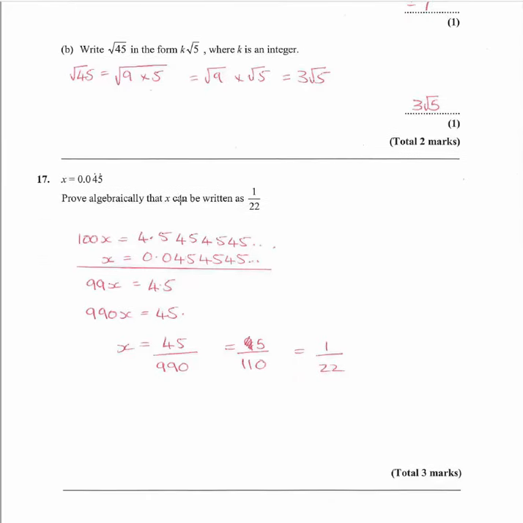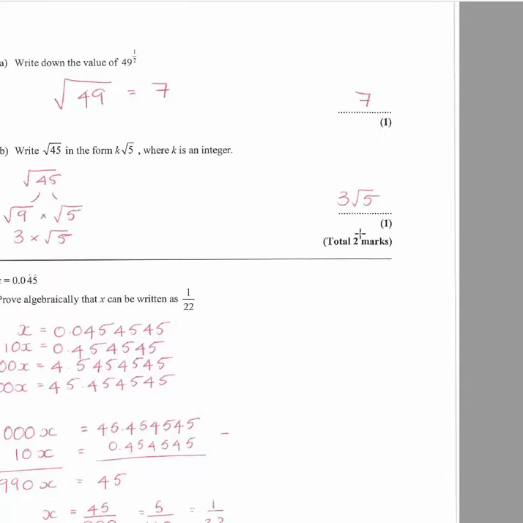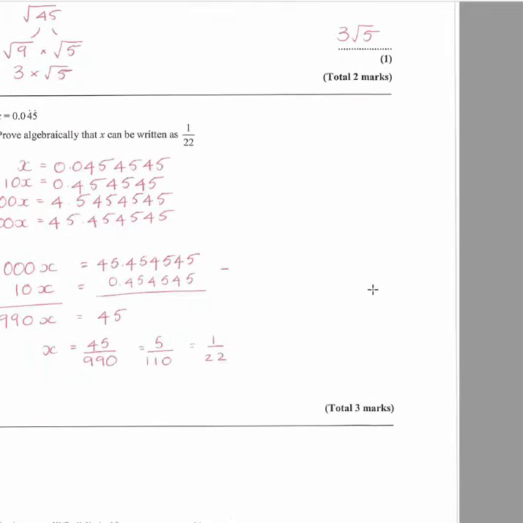Here, you've got to prove algebraically that x can be written as 1 over 22. Now, we've got this repeating decimal that goes 0.0454545. We've got to get the decimal part exactly the same. Now, I can see what's gone on here, but it's not particularly clear to me, so I'm going to flick back one more time to the way that Mr. Waters did this particular question, which I think is a bit clearer.